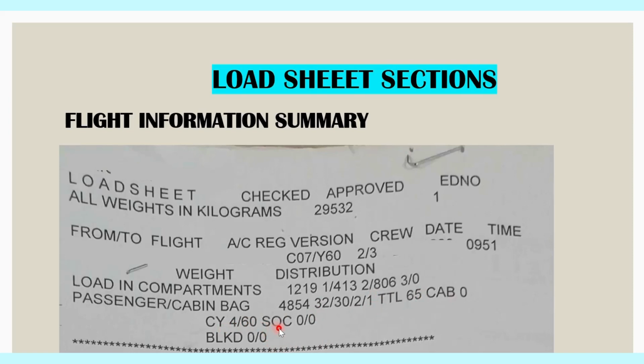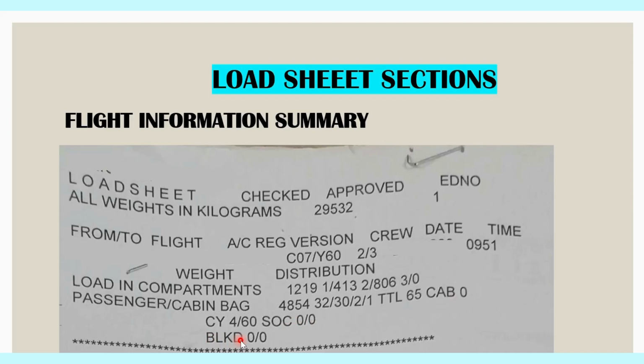Seats occupied by cargo. SOC means seats occupied by cargo. So there is none in the business class and none in the economy class. Very important to understand this. Sometimes some seats can be taken up as cargo allocations, allocating the cargo if needed. Okay, but in this particular configuration of the aircraft on this flight, we don't have any such cargo placed on any seats.